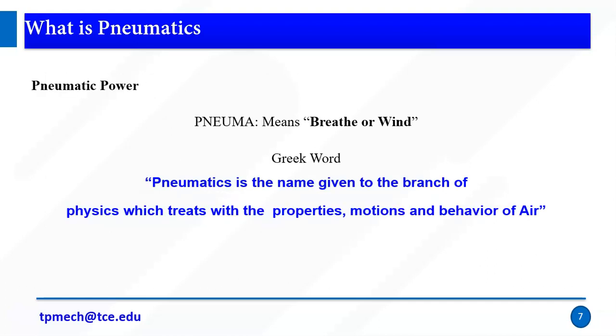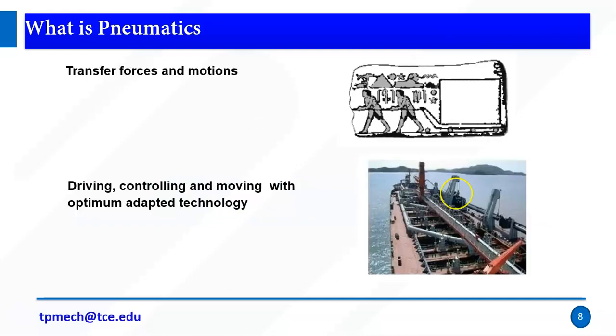What is pneumatics? Pneuma is a Greek word that refers to breath or wind. Pneumatics is the name given to the branch of physics which treats the properties, motions and behavior of air. The air may be atmospheric air, or for some applications we may require specific air, or nitrogen or hydrogen.